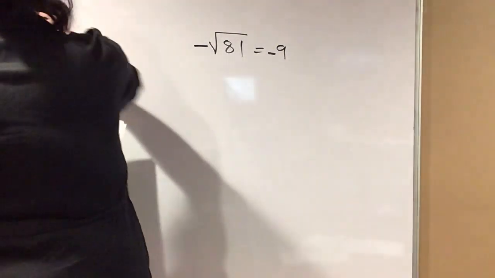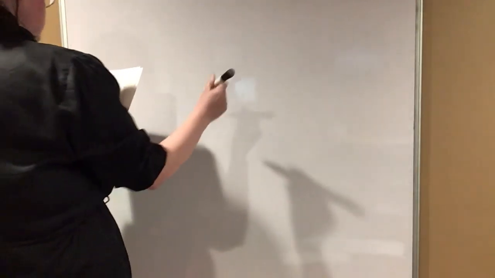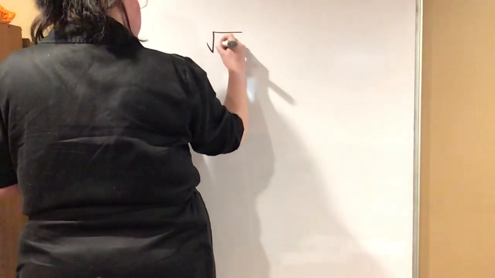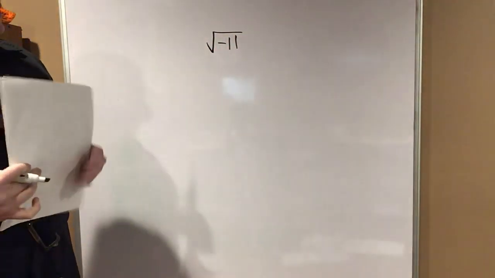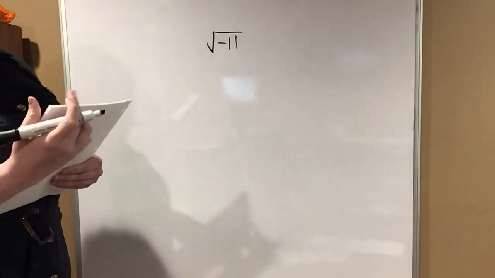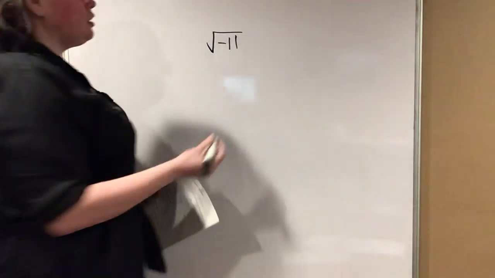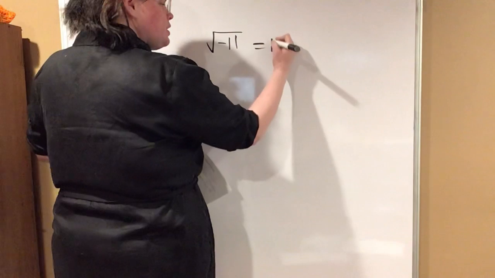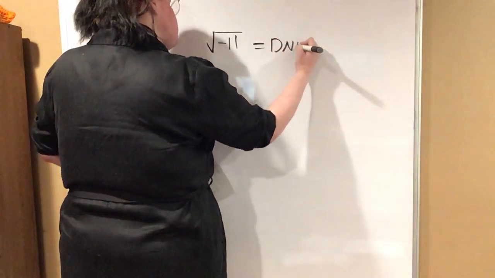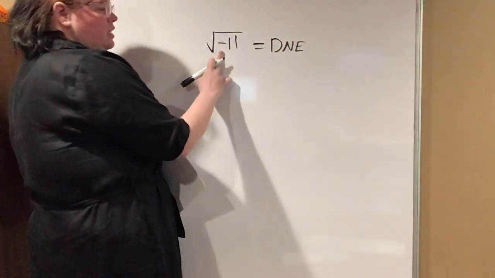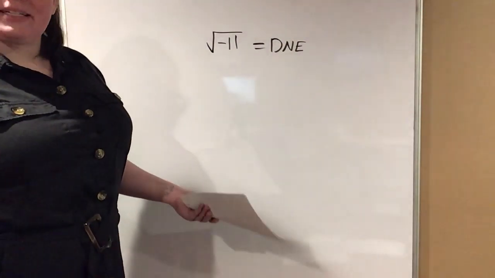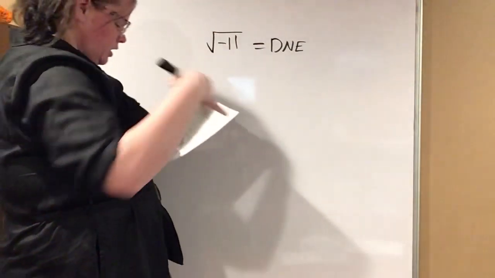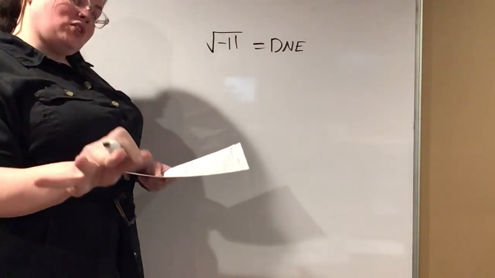So what if we're given something that looks like this? If the negative is inside, I taught you guys that it's no solution. And it is. So it does not exist. If the negative is on the inside, you can't take the square root of that. There is a way to, but I haven't taught you that yet.